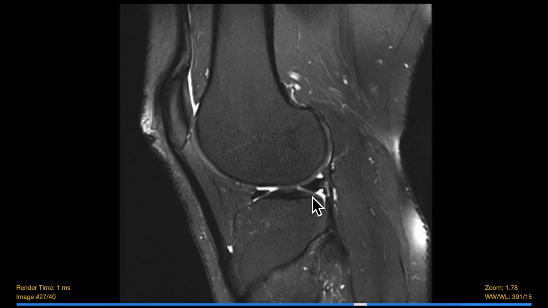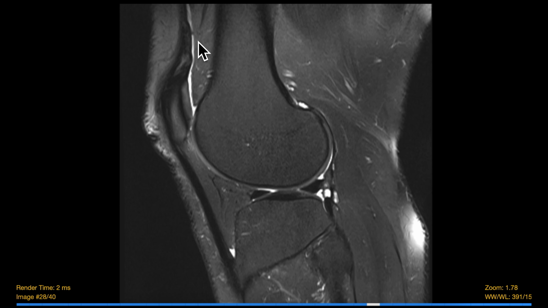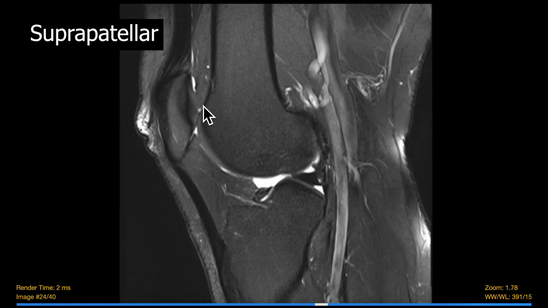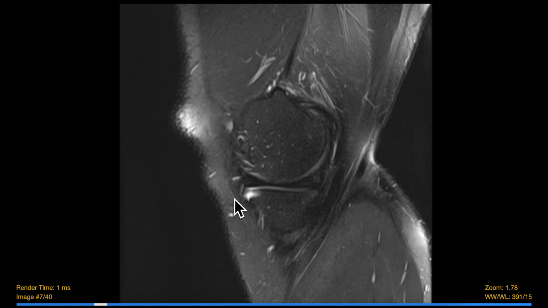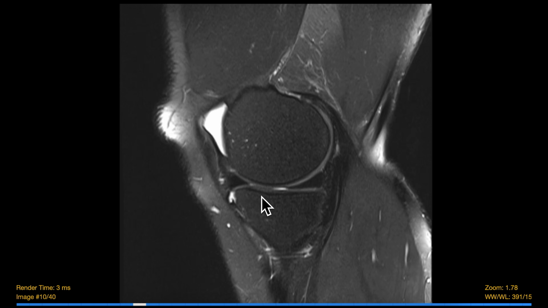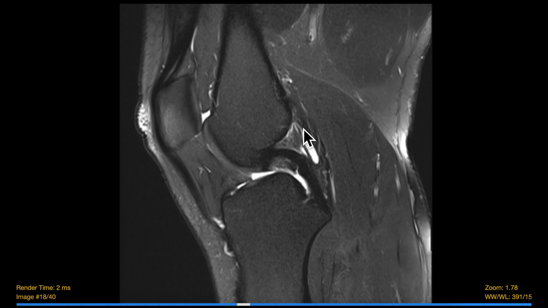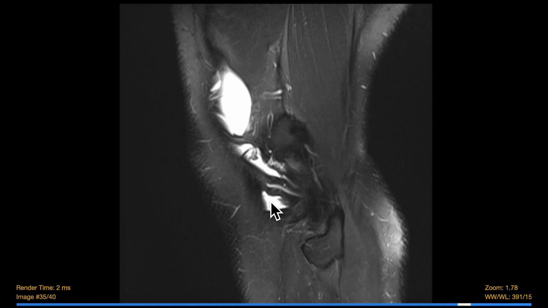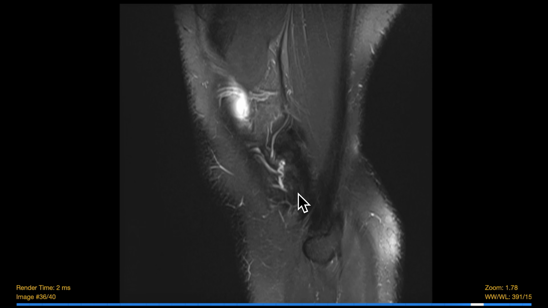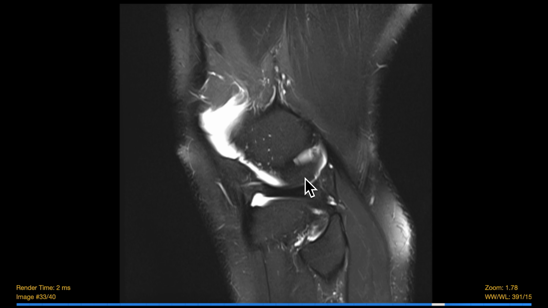So just to show you again on the sagittal images, this is that suprapatellar recess that we were looking at on the axial images, and you can see that there's fluid in it. And then medially here, this small volume of fluid would be in the medial joint recess. This is a posterior joint recess. And if you go to the lateral side, this area of high signal intensity is fluid in the lateral joint recesses.